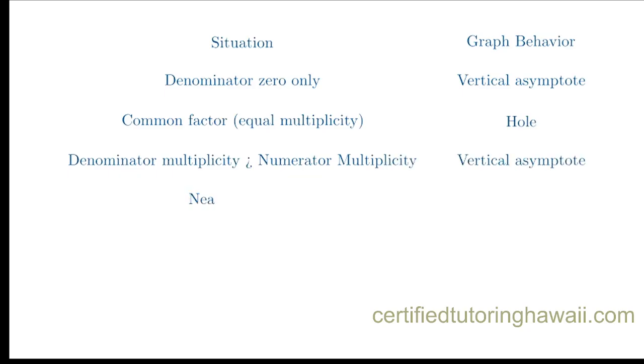And finally, near any vertical asymptote, the function's value approaches either positive or negative infinity. By following these steps, factoring, finding denominator zeros, checking for holes, and comparing multiplicities, you can confidently find all the vertical asymptotes for any rational function. Let's do one final comprehensive example to bring everything together.